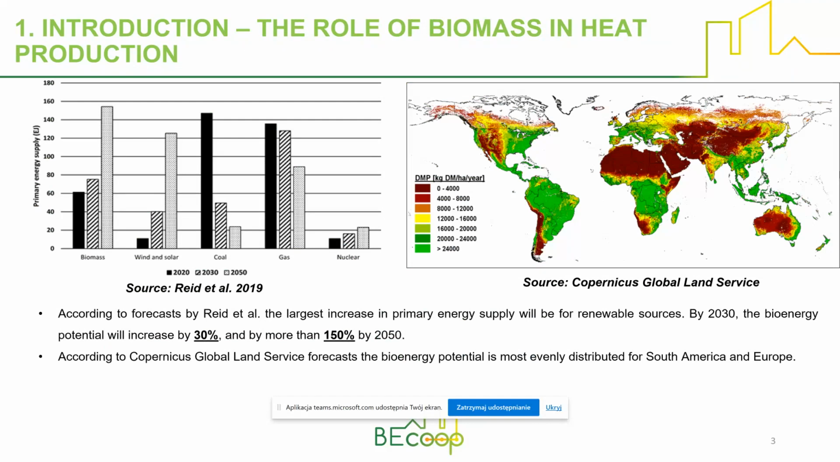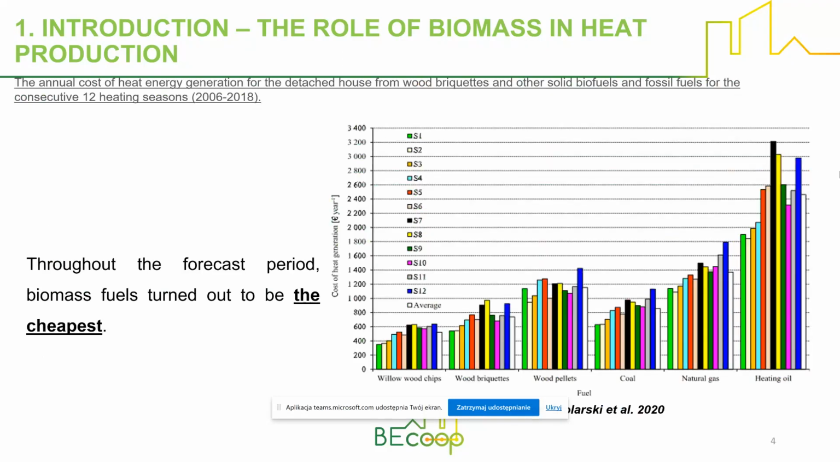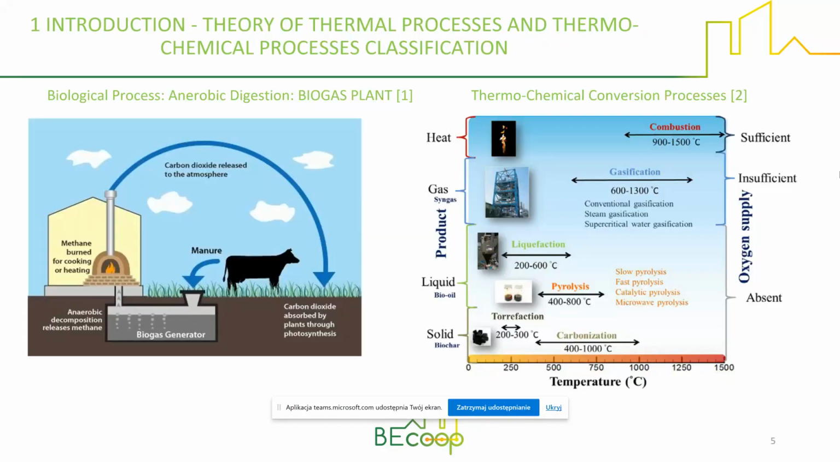And several introduction slides on the biomass itself as a potential heat source. According to the forecast, the largest increase in primary energy supply will be for the renewable sources. By 2030, the bioenergy potential will increase by 30% and by more than 150% by 2050. Throughout the forecast period, biomass fuel turned out to be the cheapest one. That's one of the main reasons why we are working on the production of heat from biogas.